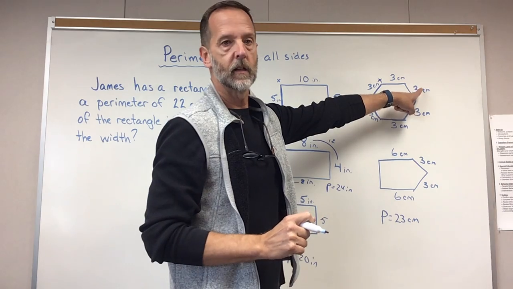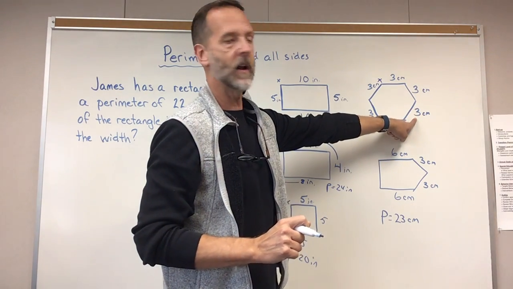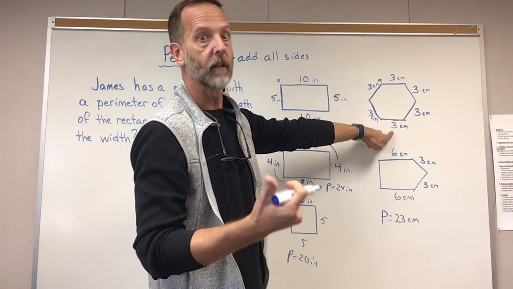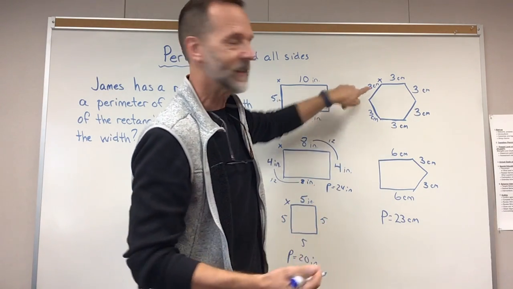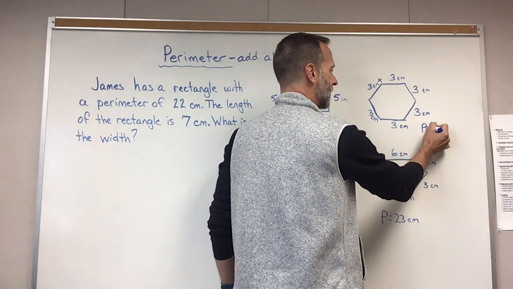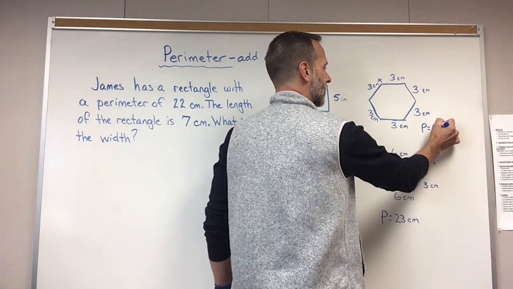3 plus 3, 6. 6 plus 3, 9. 9 plus 3, 12. 12 plus 3, 15. 15 plus 3, 18. Simple enough. The perimeter is 18 centimeters.